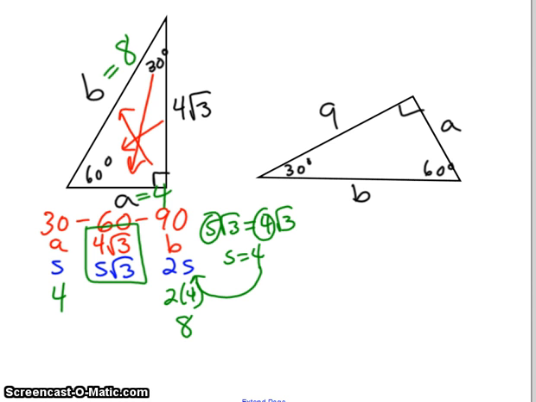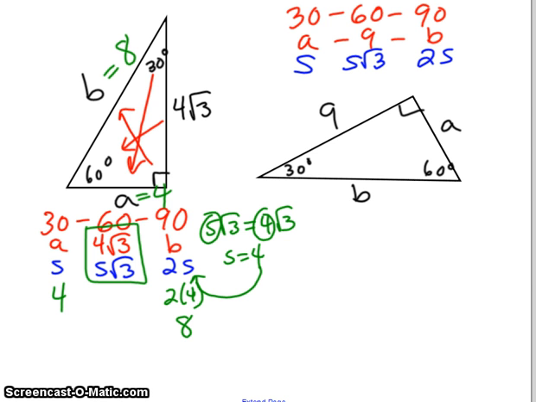Last one, a little bit more difficult. All right, so we got our 30, 60, and 90. Oh, I'm sorry. Let's do it this way. Across from the 30 is a, across from the 90 is b, and across from the 60 is 9. Okay, and again our ratios: s, s square root 3, and 2s.